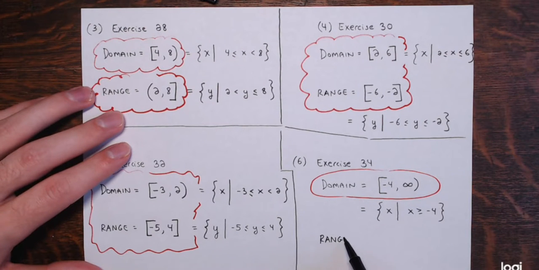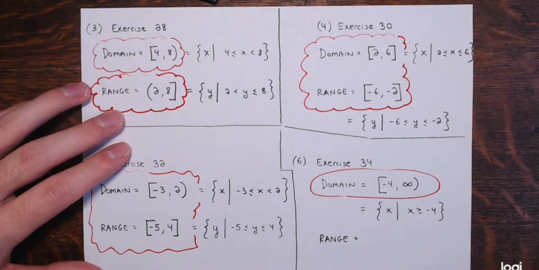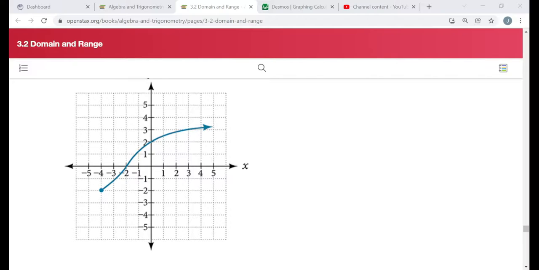So again, I'm looking at what y values are used as y coordinates, as outputs in this function. And I'm looking at it from bottom up, all right, bottom up. So if I go bottom up on the y-axis, the first y value that has anything to do with this graph is negative 2.